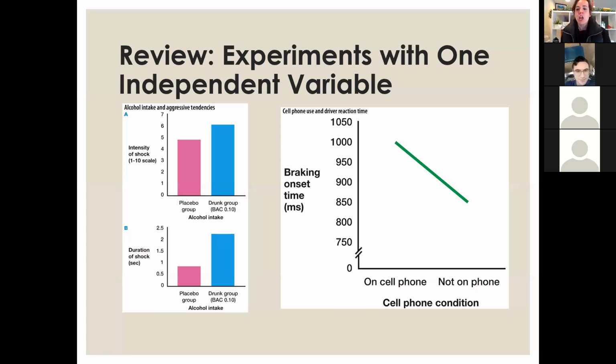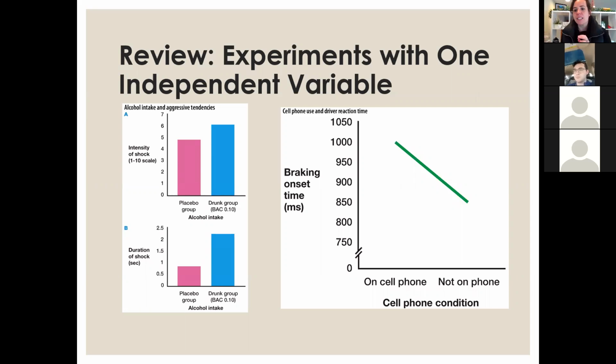Right. Okay. So this is really indicating that the drunk group administered the shocks for a longer period of time and for a more intense shock than the placebo group. Okay. So this is an example of just one independent variable. We are switching our independent variable as to whether they're drunk or not. And the dependent variable is the intensity of the shock and the duration of the shock. So again, one independent variable, drunkenness, really is it.